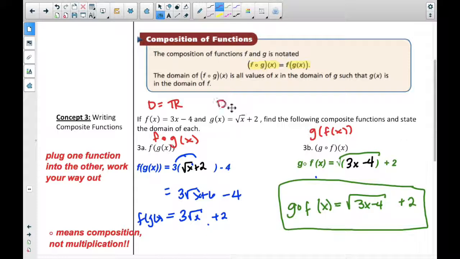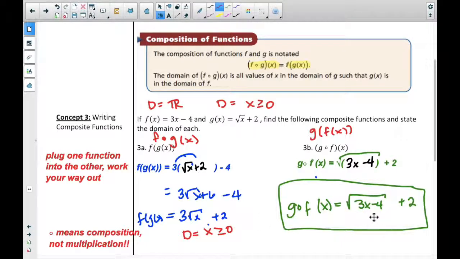The domain of g of x is what? Well, can we plug negatives in there? Not really. So the domain on this one is x is greater than or equal to 0. Because if x is less than 0, we'd have a negative number that wouldn't work. So our domain is going to be x is greater than or equal to 0. Now when we plug it in, there might be more restrictions as well. So this one is still remaining as the domain is x is greater than or equal to 0.